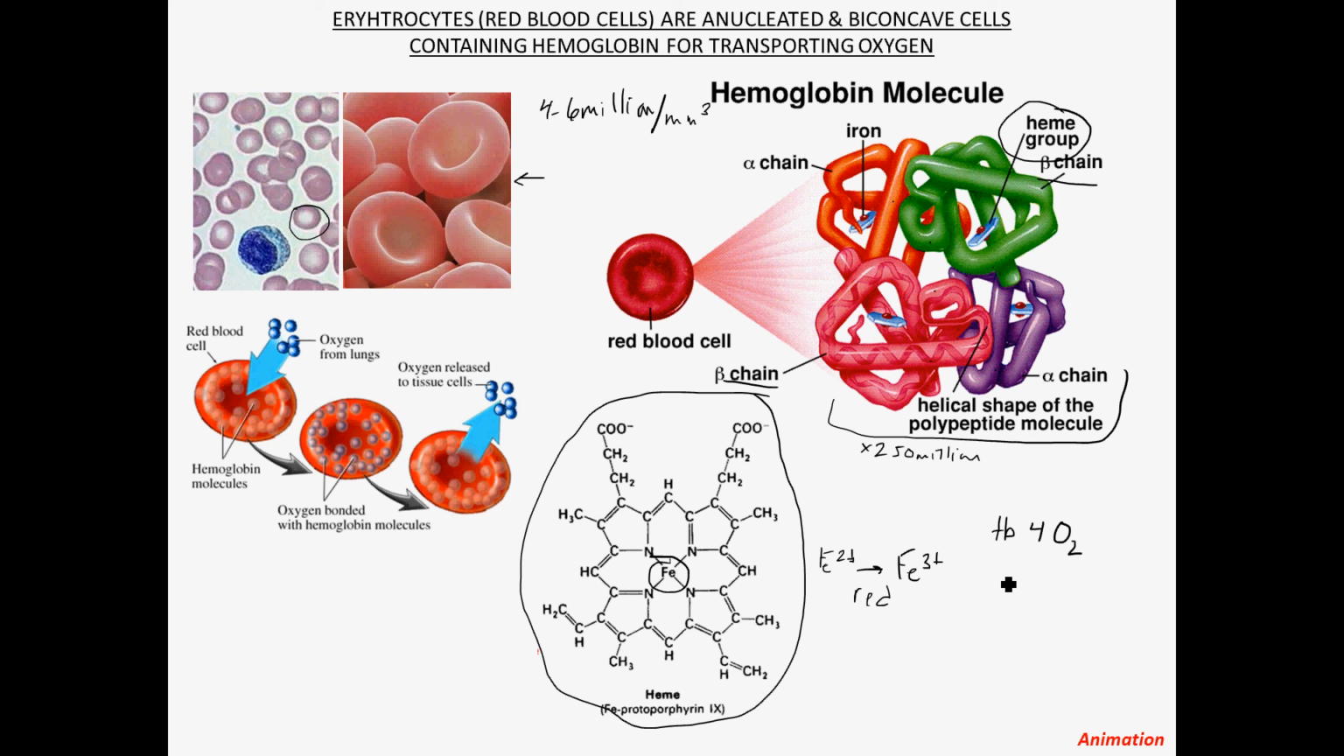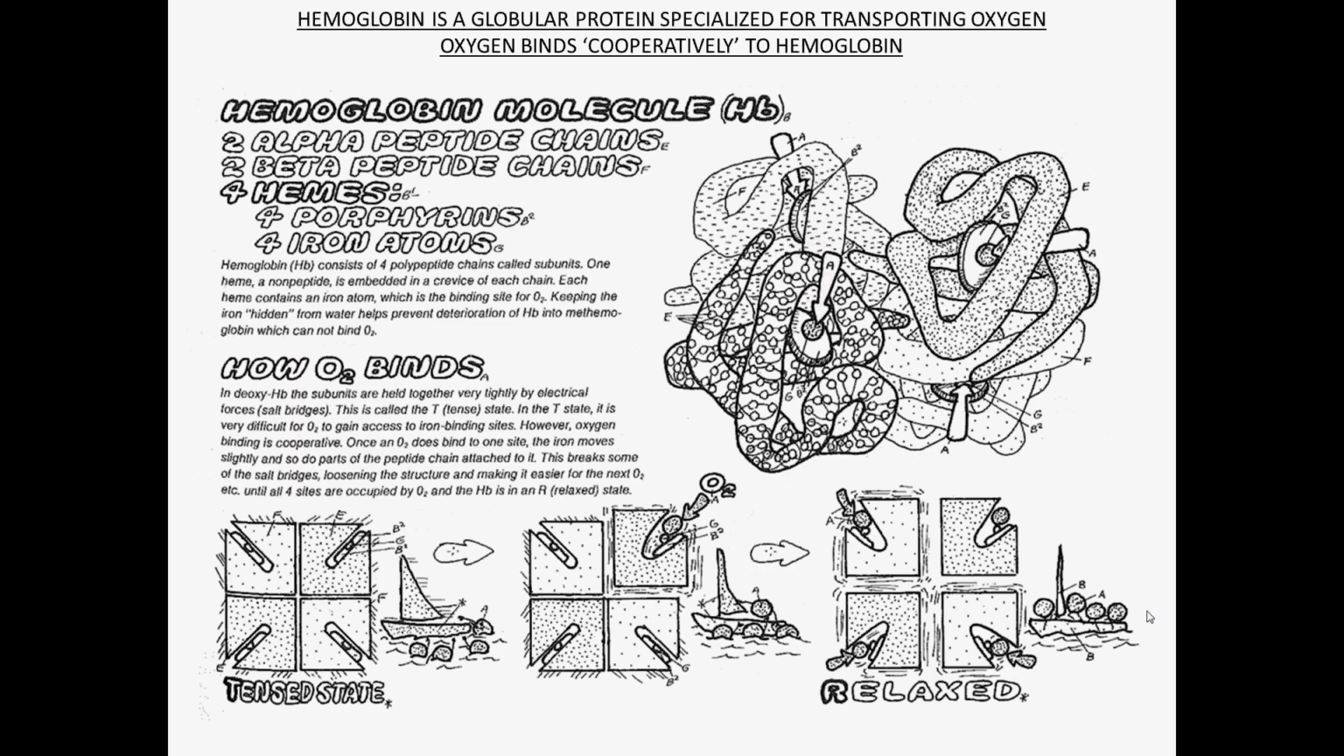When you have deoxyhemoglobin and you oxidize it, you end up getting HbO2 plus a hydrogen ion. This is the way that the majority of oxygen is transported in the blood. I recommend clicking on that animation and watching this as well.